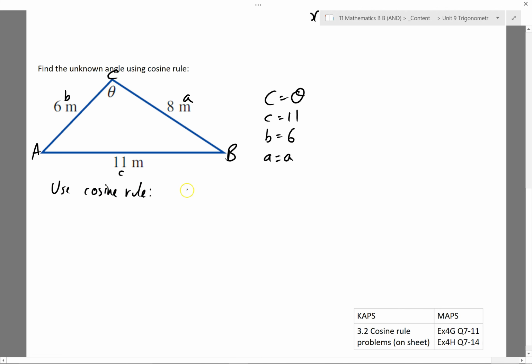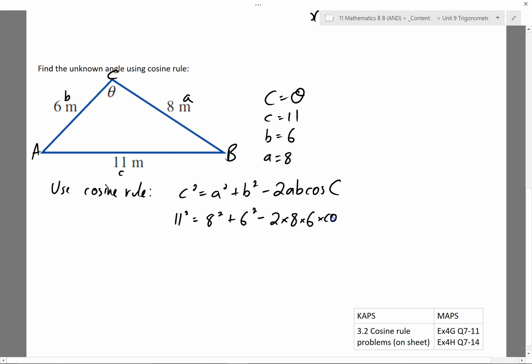I better state my rule. This is one that you'll definitely need to memorize. And then I'm going to substitute in the values that I know. So C is 11 squared. A is, should be 8, not A. And from here, I just need to solve for that angle C.